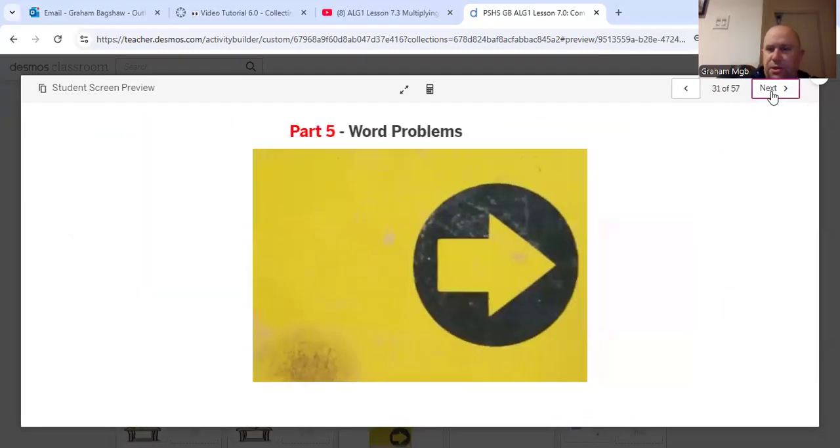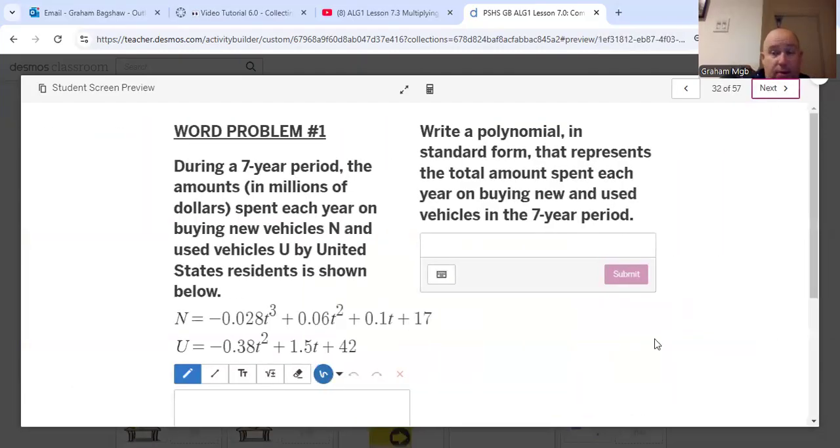And there are some recommendations of questions you can practice. Now, we are going to get word problems as well. So let's see what we got here. During a 7-year period, the amount in millions of dollars spent each year on buying new vehicles, N, and used vehicles, U, by United States residents is shown below.